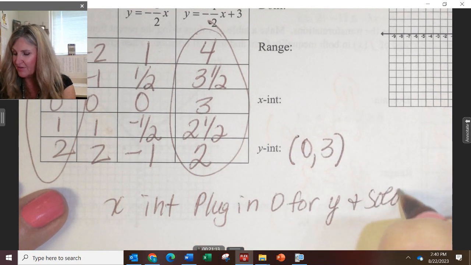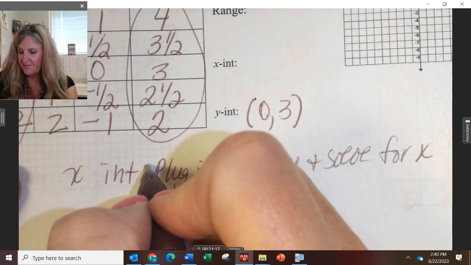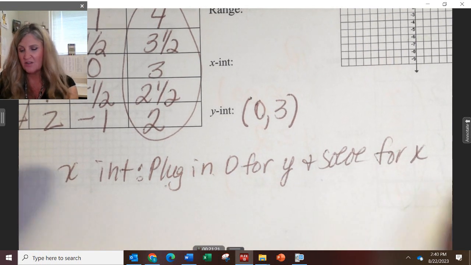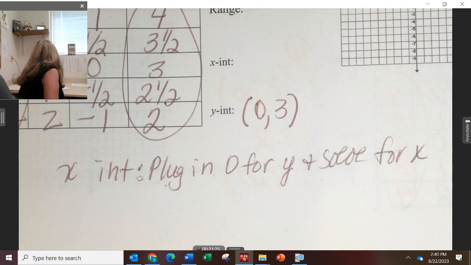and solve for x. To find an x-intercept, plug in 0 for y, and solve for x. Try to do that. Plug in 0 for y and solve for the x.